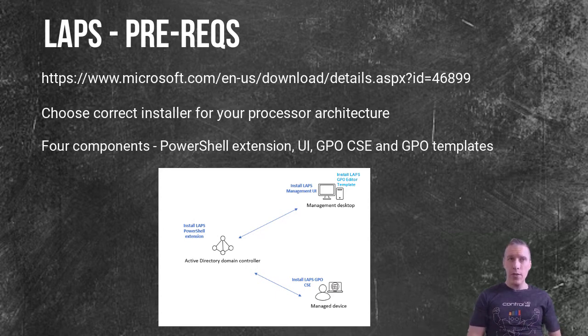However, for the purposes of this video, I'm actually going to install the PowerShell extension and the management UI and the GPO templates all onto my domain controller, because that's what I'm using as a management desktop. But separate those out as required for your environment. The PowerShell extension needs to go where you're going to run the upgrades to the AD schema from, and the GPO CSE needs to be on all of your managed devices.